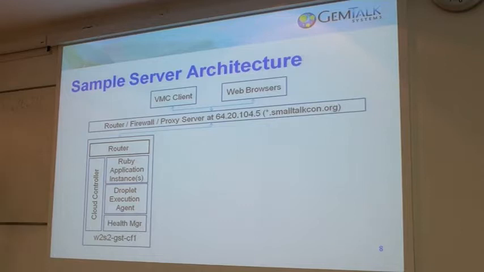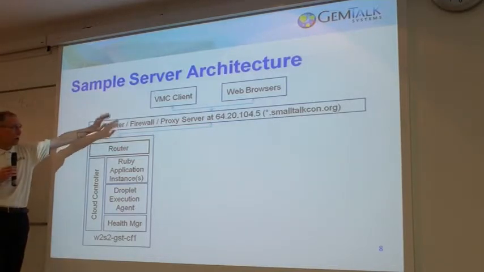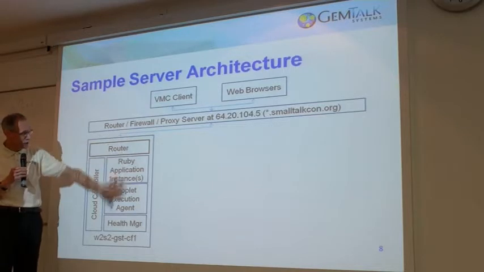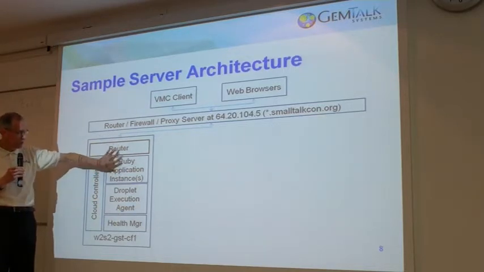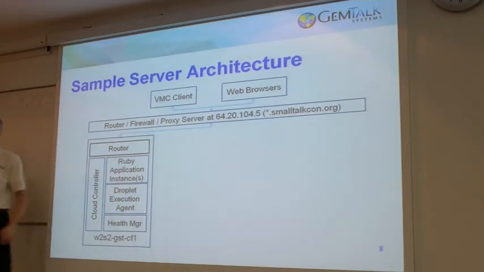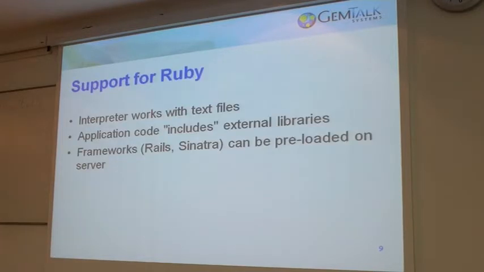One sample architecture would be to have this machine with this IP address acting as the router, a firewall proxy server. Then it would send the request here, where there'd be another thing that would distribute it among the various applications. And in this example, we were looking at Ruby. There's other parts of the Cloud Foundry framework that build on top of that.